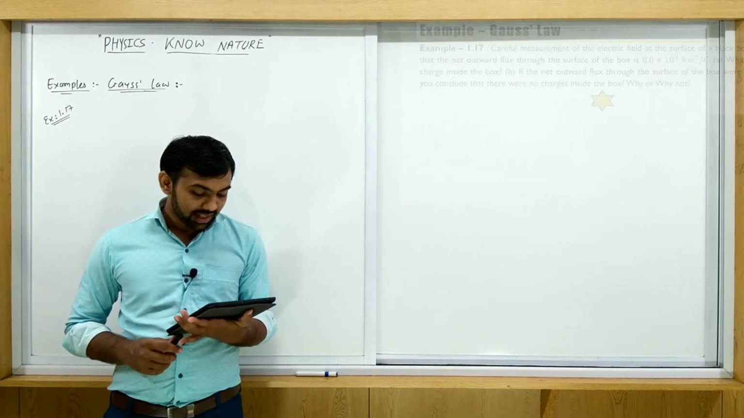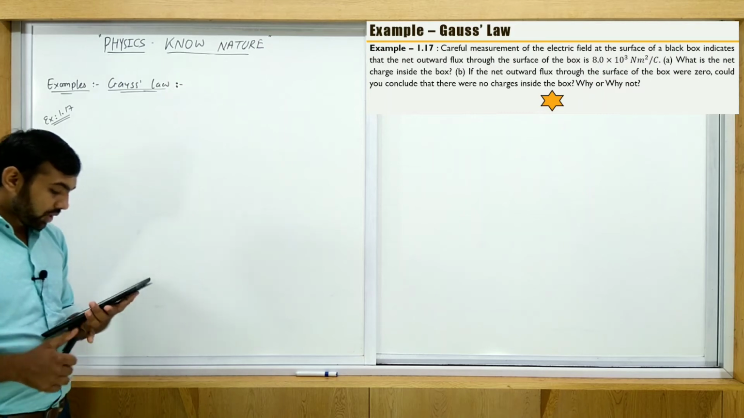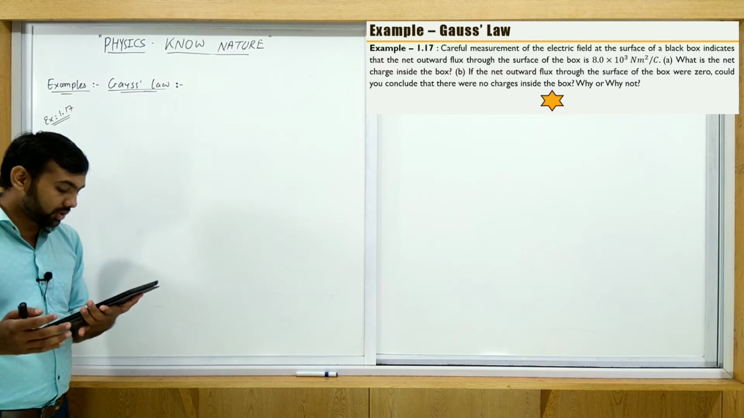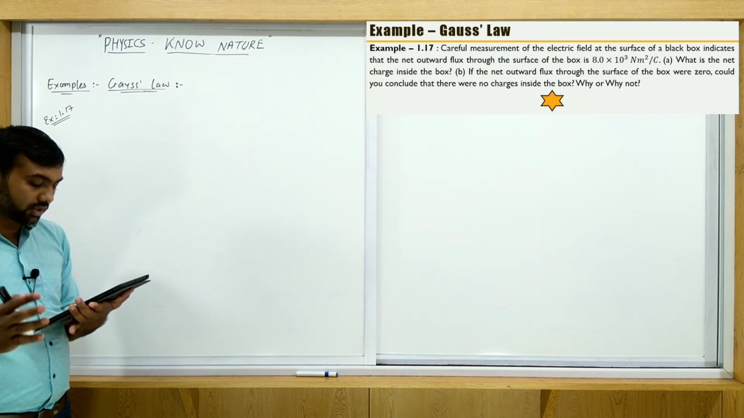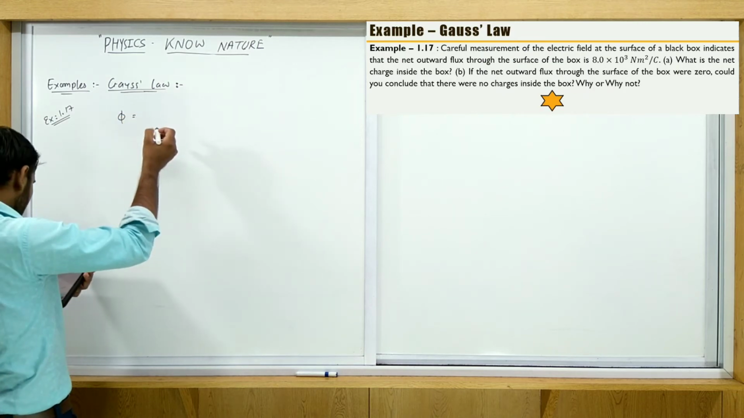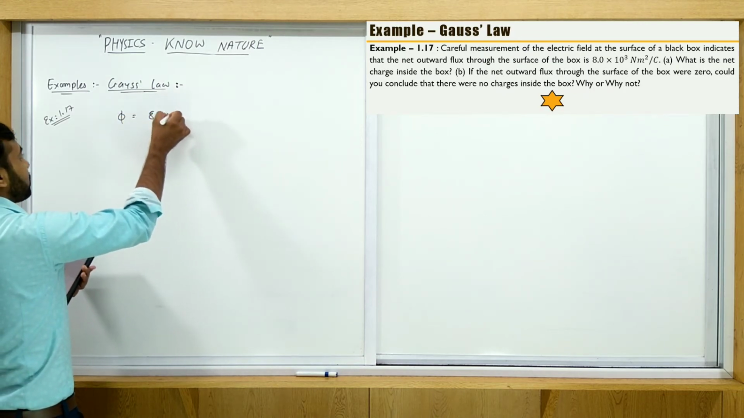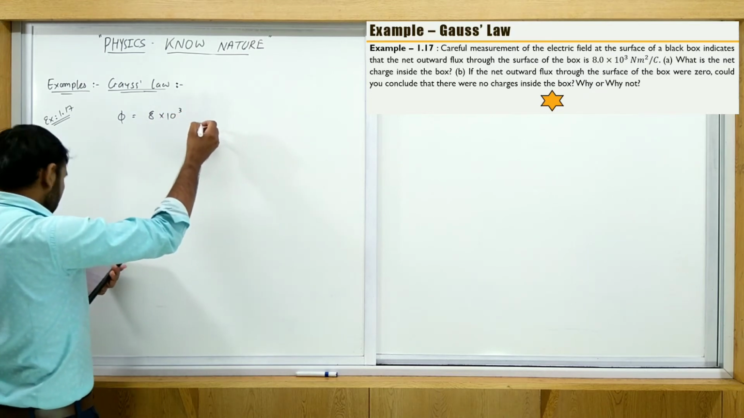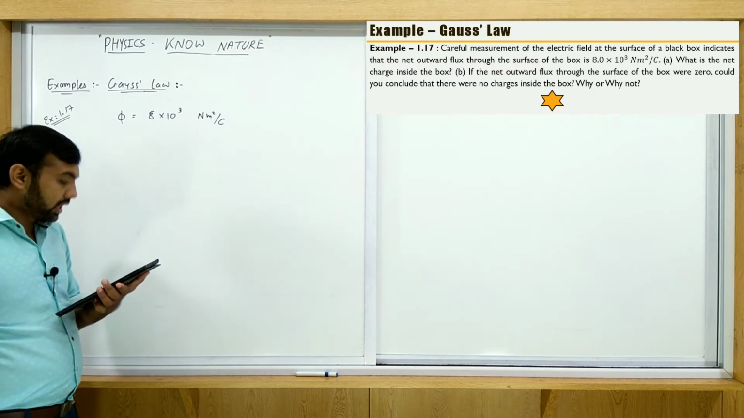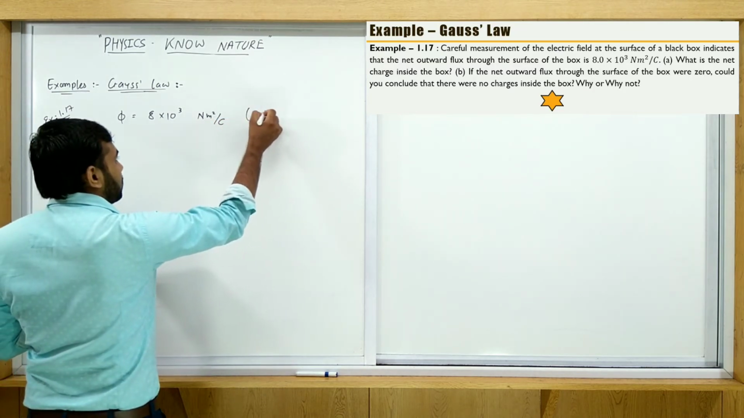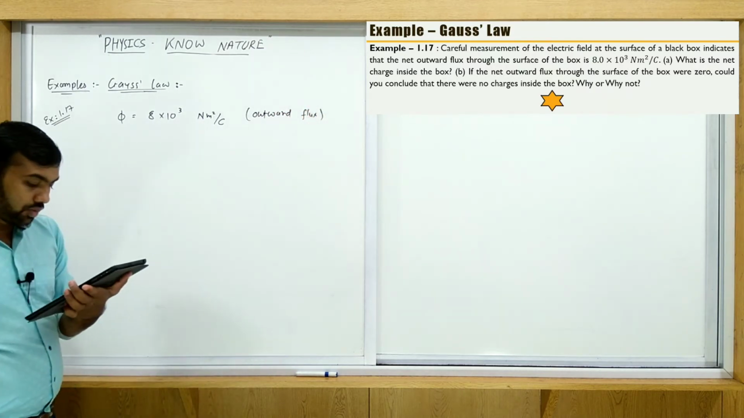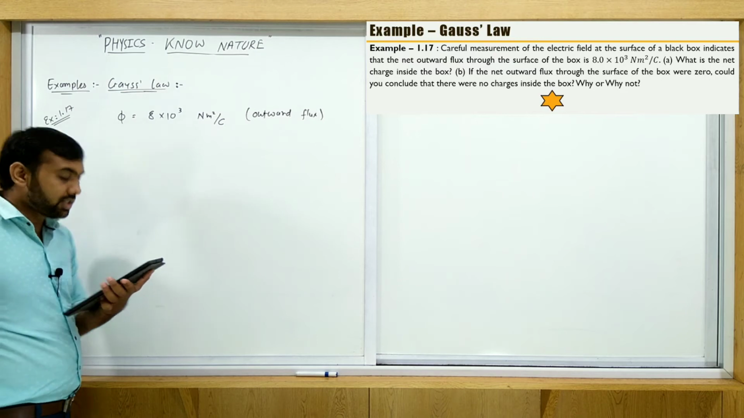Okay, let's see example number 1.17 from the textbook. Careful measurement of the electric field at the surface of a black box indicates that the net outward flux through the surface is what? So φ is given to us, and that is 8 × 10^3 newton meter square per coulomb. This is the given data, and this is the outward flux. We have to find the net charge inside the box.